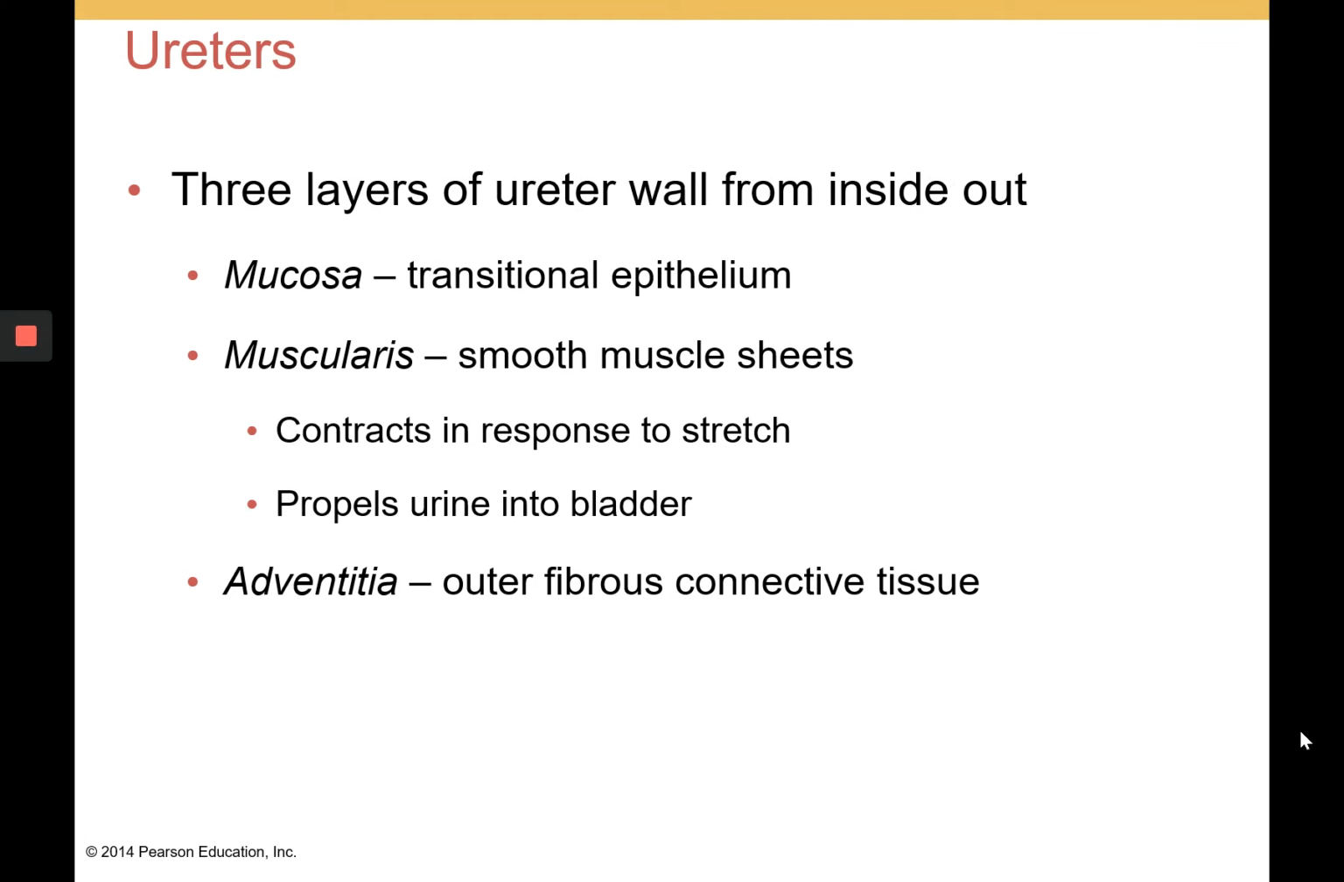There are 3 layers to the ureter wall: the mucosa, which has an epithelial layer of transitional epithelium, a muscle layer called the muscularis, made up of smooth muscle. It's going to be able to contract in response to stretch, and it propels urine from the kidneys to the bladder using things like peristalsis. Then there's the adventitia, which is the outer layer, an outer fibrous connective tissue that helps position the ureters in place.